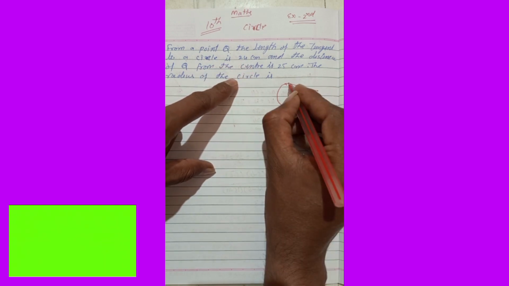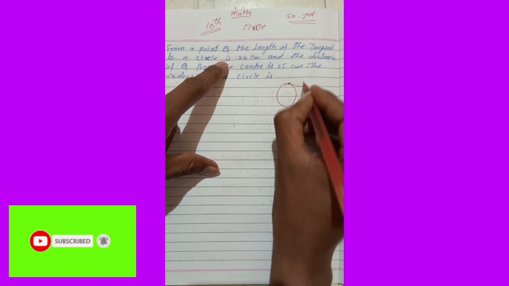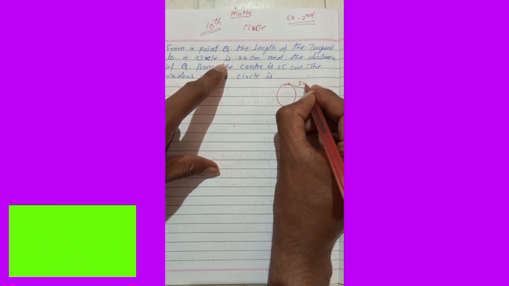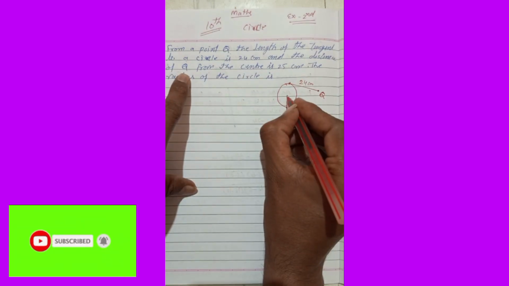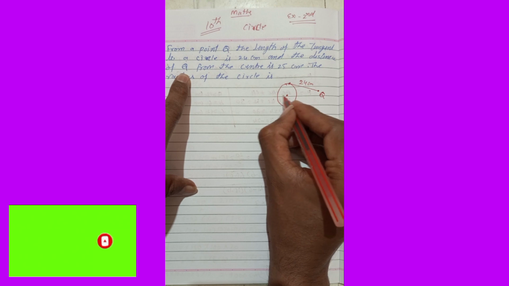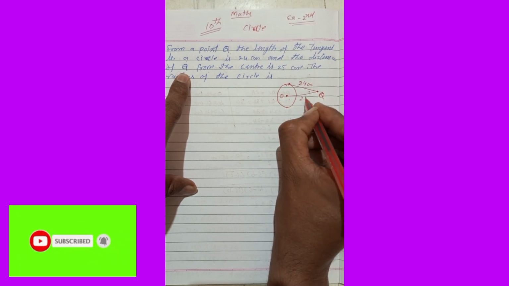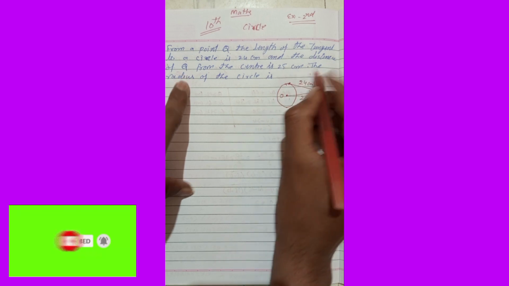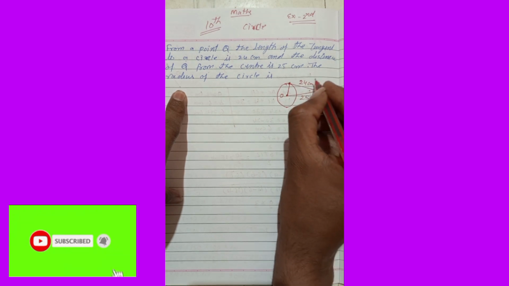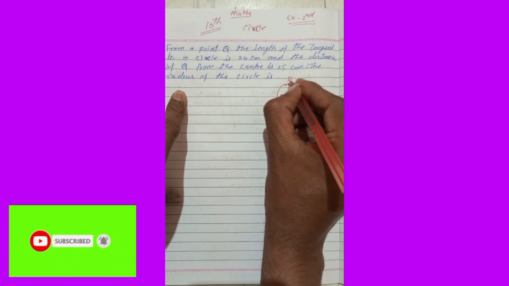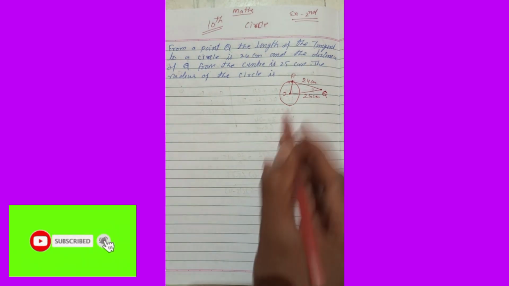This is the point Q, and it is 24 centimeter. The distance of Q from the center is, suppose this is the center of the circle, denoted O, and this is 25 centimeter, it is given. Then we are going to find the radius of the circle. Suppose I give the name P here, triangle PQO. This is one triangle. Which triangle is it? Right angle triangle.